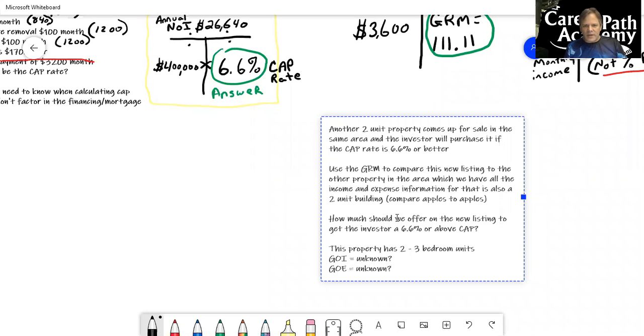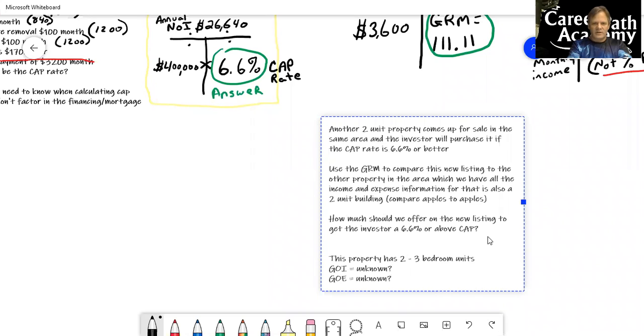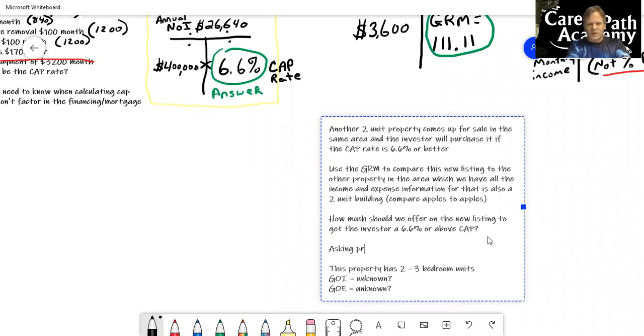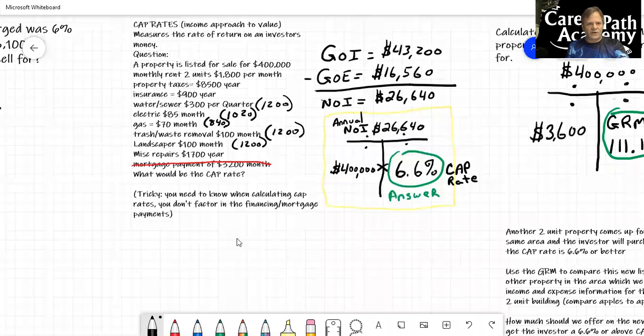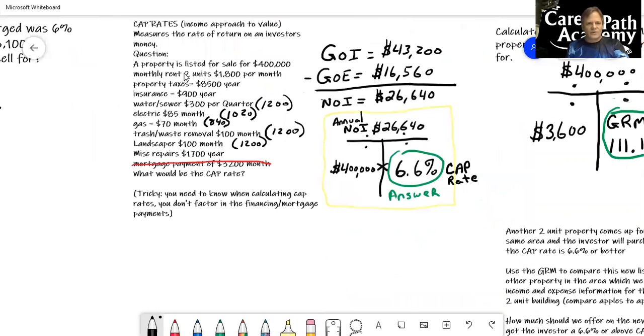I need to word this better. How much should we offer the new listing to get a 6.6 cap rate or above? Asking price is irrelevant, but let's just say they're asking $450,000 for it. And instead, we're gonna change both of these to 3-unit buildings. This one over here, I'm gonna change to 3 units.